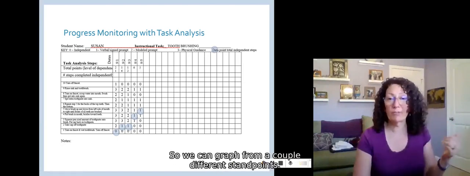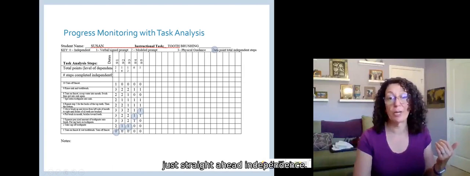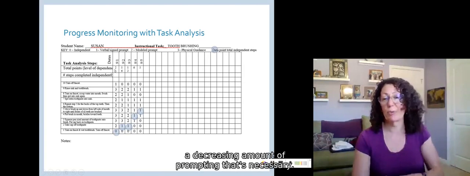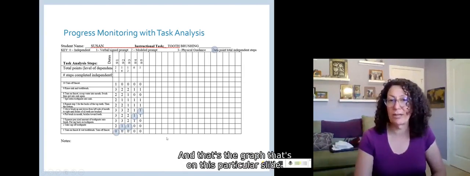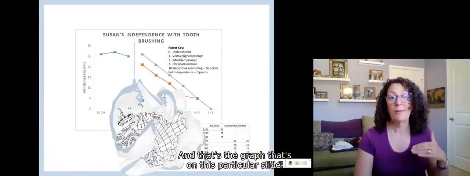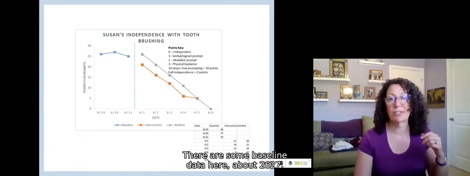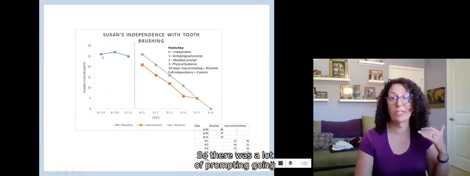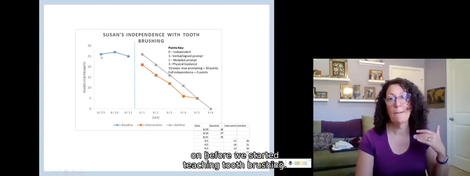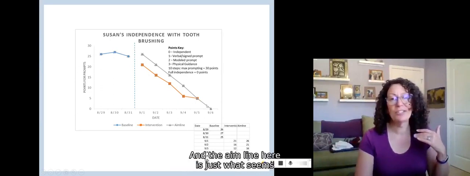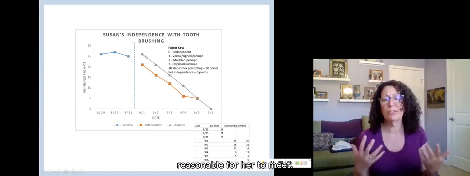So we can graph from a couple different standpoints. Like I said, you can graph just straight ahead independence, or we can look at a decreasing amount of prompting that's necessary. And that's the graph that's on this particular slide. So here we have Susan's toothbrushing. There's some baseline data here, about 26, 27. So there was a lot of prompting going on before we started teaching toothbrushing. And then we have an aim line. And the aim line here is just what seems reasonable for her to meet.